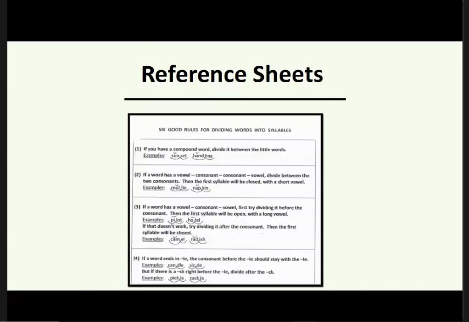In reference to section 3, the first rule of syllable division video, the teacher should ask the students to find the reference sheet 6 good rules for dividing words into syllables, and look at the first rule. He or she would read it and frequently ask the students to take turns repeating it.